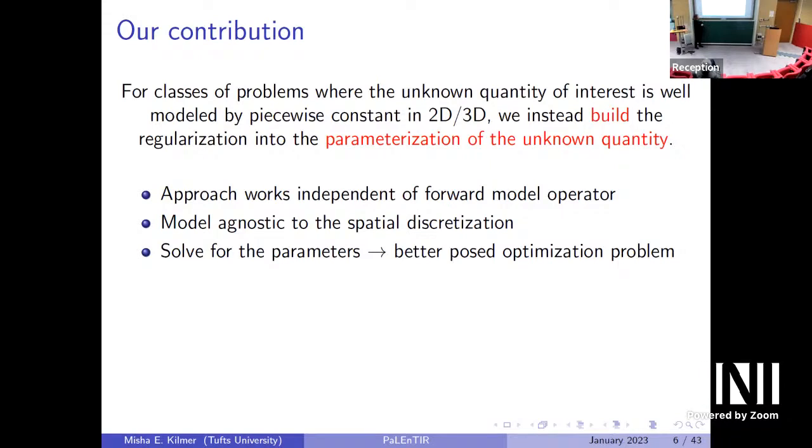This approach means that it will be independent of the forward model operator. I can use it for linear and nonlinear. The model is basically agnostic to the spatial discretization for the forward operator, which is also very nice. And then the optimization problem, recovering the image, is one of just recovering the parameters that define this unknown quantity, and that gives us a better posed optimization problem.